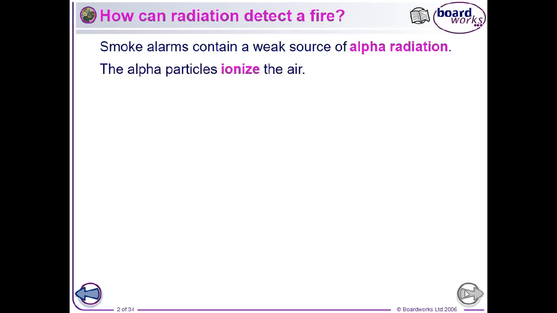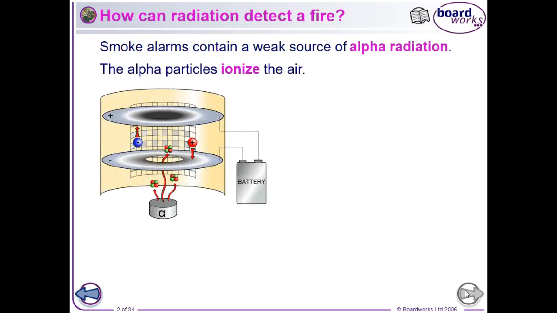So alpha particles, we know they can penetrate just a couple of centimeters of air, and what they do is they collide with air particles, knock electrons off those air particles and ionize them. So they knock off electrons and the air particles become ions.